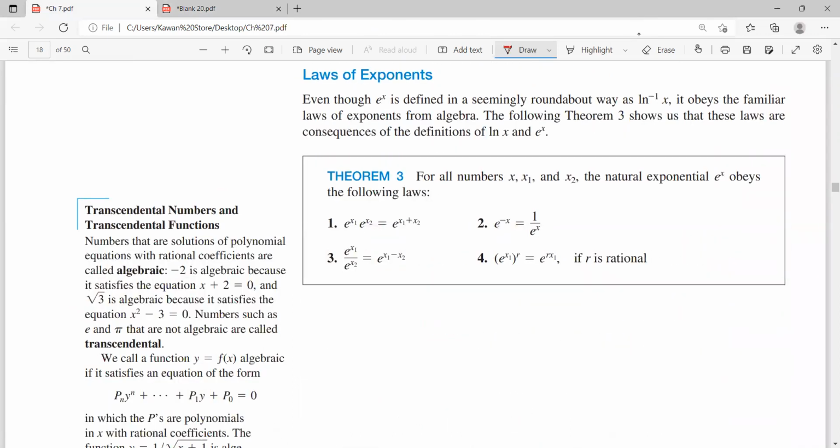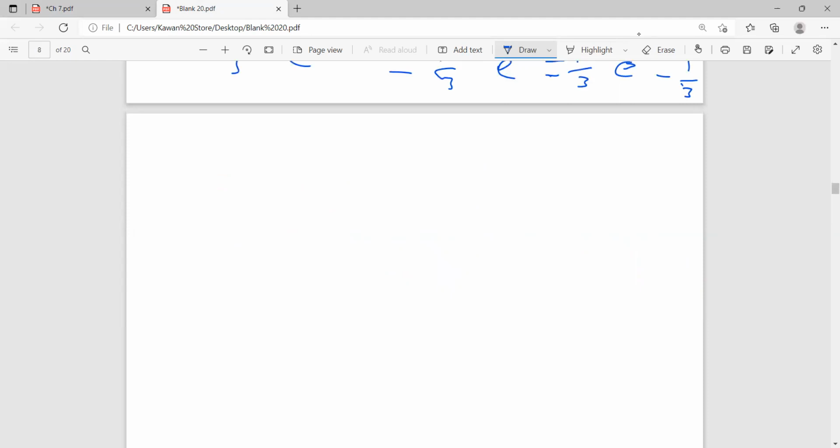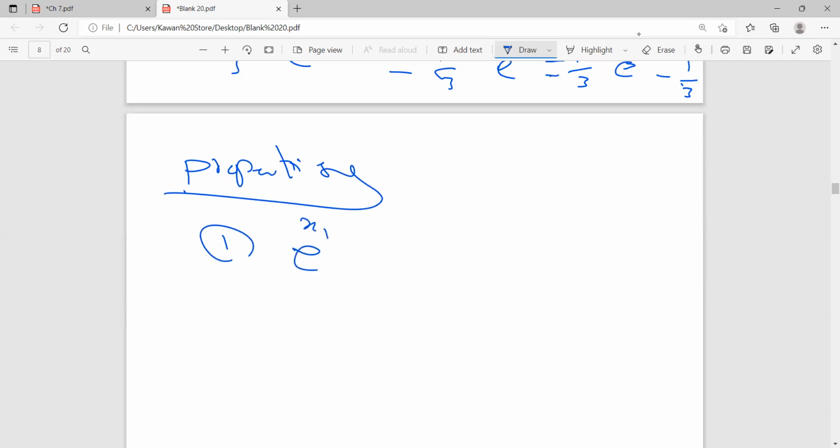Now we have properties. We have 4 properties together. Look here, properties. The first one is the addition property. For example, e to power x1 multiply e to power x2 is equal to e to power x1 plus x2. The bases are equal.